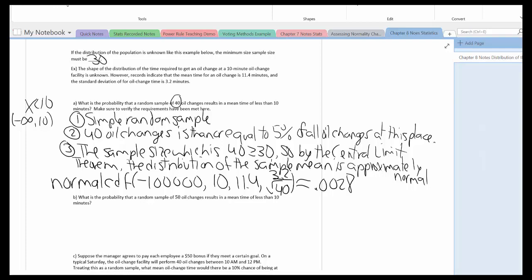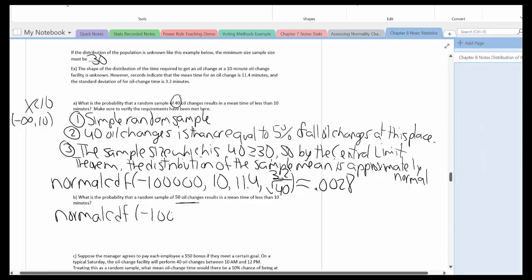Okay, part B, only difference is it's 50 oil changes instead of 40. So, normal CDF, to 4 decimal places, that's this.